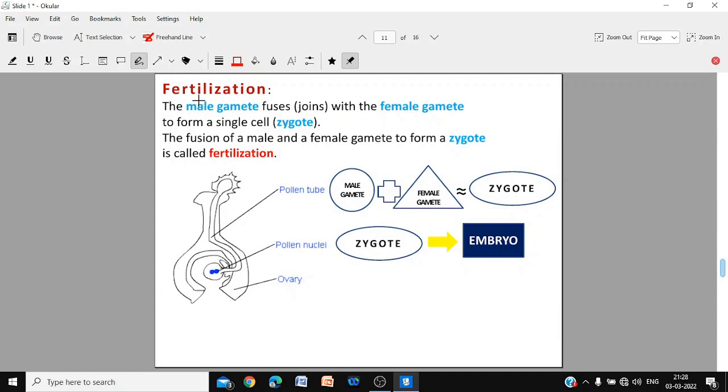After pollination, we have fertilization. The male gamete fuses or joins with the female gamete to produce a single cell called zygote. And this fusion of male and female gamete is called fertilization. So you have a male gamete and a female gamete, both are joined and form the zygote. This is fertilization. And after fertilization, the zygote will develop into a baby plant called embryo.